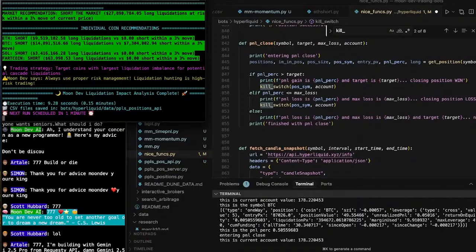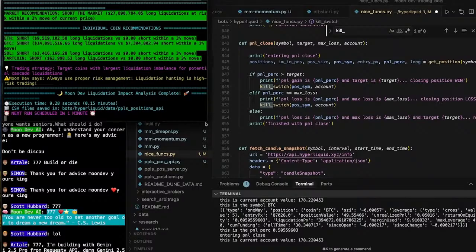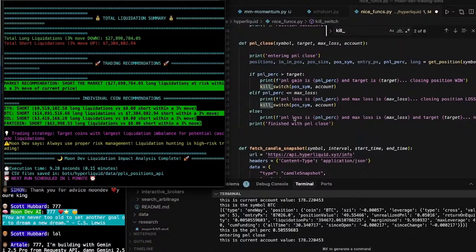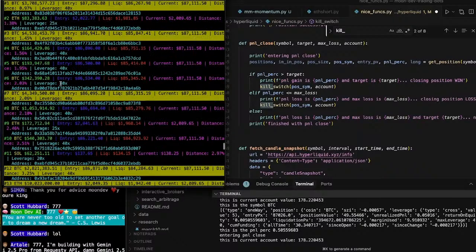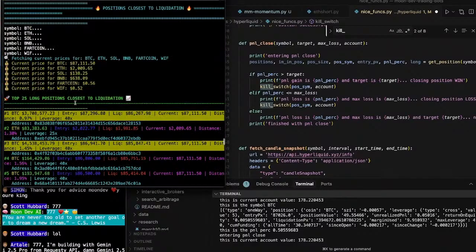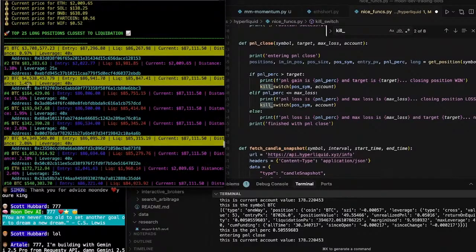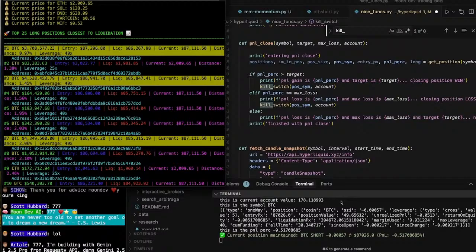It shows me all the positions, all the people closest to liquidation here. You can see this guy right here. This long position is very close. Actually, there's a lot of longs that are close. 1.4%, 2%. But what does that mean is the question. Does it actually mean they're about to get liquidated? I don't know.